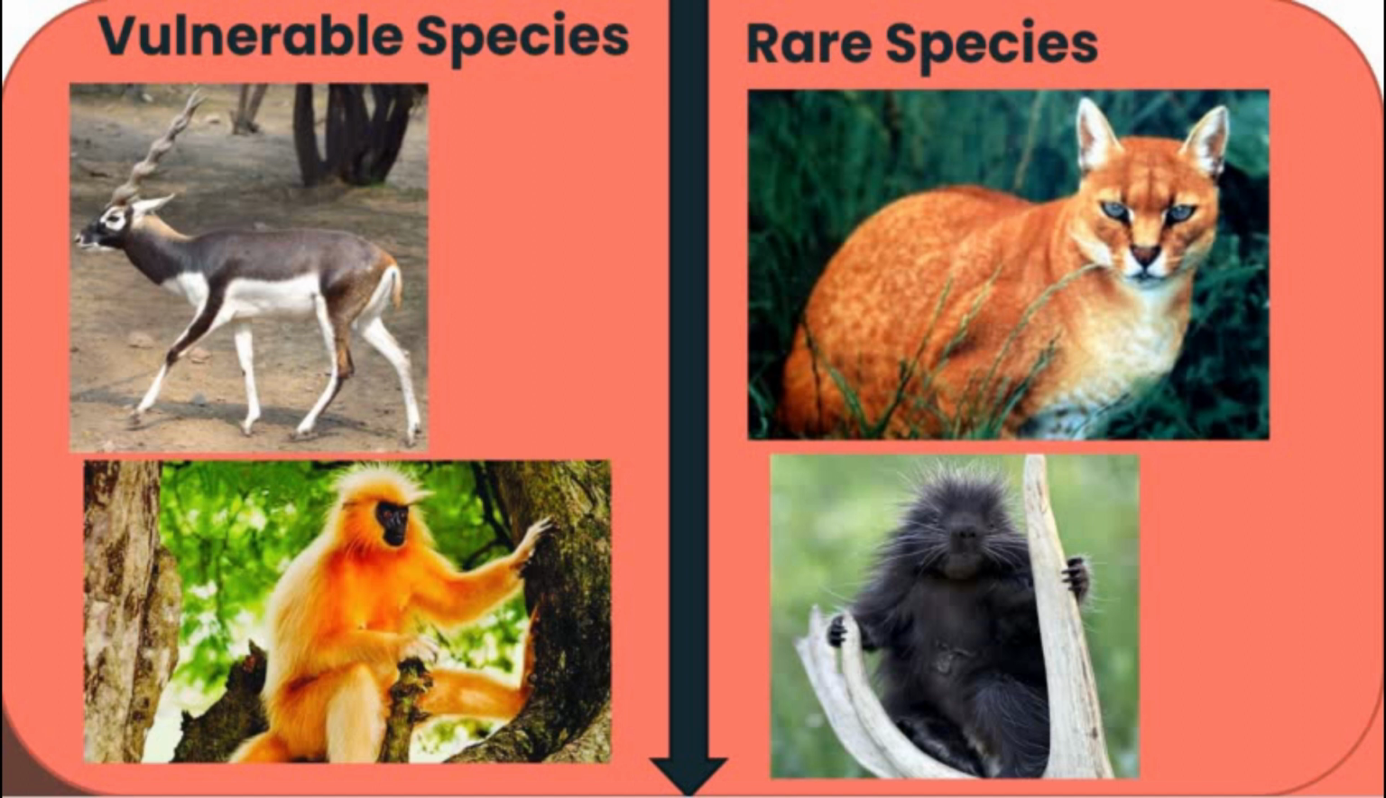Rare species. Species which are existing but are low in number are known as rare species. For example, golden cat, monk seal, Indian pied hornbill, Himalayan porcupine, etc.